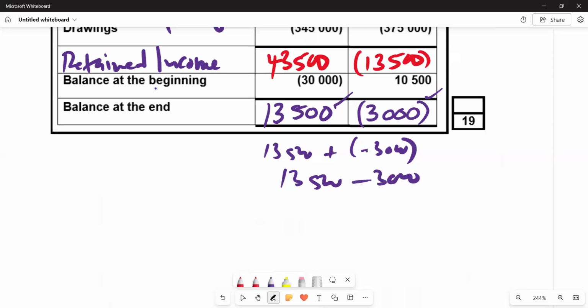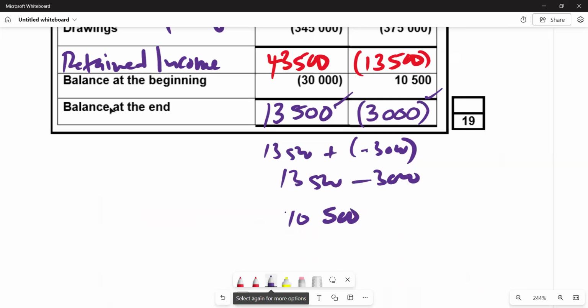So basically, the final answer that you're supposed to get there for current is going to be 10,500. We can just correct it here. It becomes 10,500. So this is what we have in terms of the total for current account.